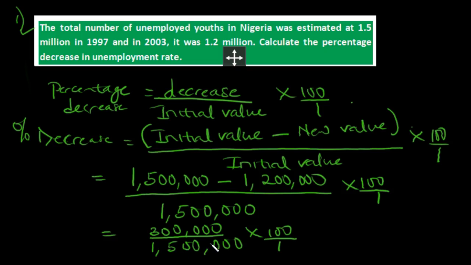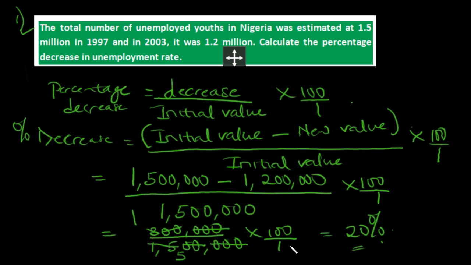So let's cross out: 3 zeros cancel 3 zeros, 2 cancels 2. So here we have 3, here 1. 3 in 15 is 5. So 1 multiplied by 100 is 100. 100 over 5 is 20. So we have a 20% decrease in unemployment rates. We can look at this and say, over the years from 1997 to 2003, 300,000 unemployed youths have been gainfully employed. So we have a 20% decrease in unemployment rates.